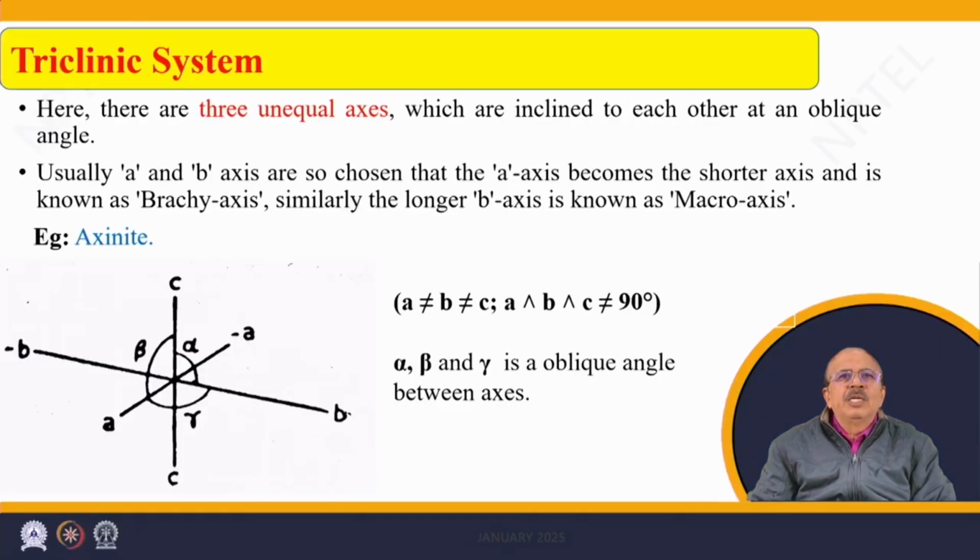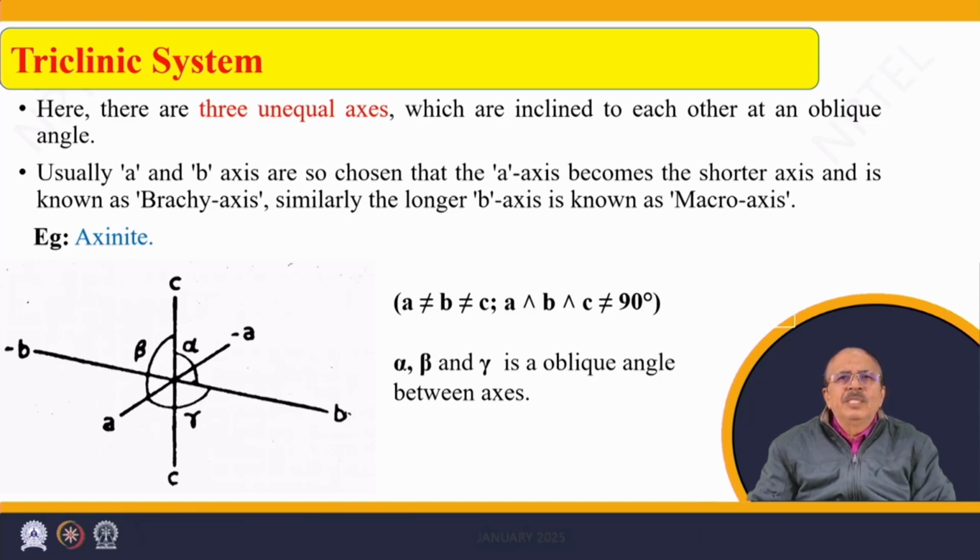The next system is the triclinic system. Here there are three unequal axes which are inclined to each other at an oblique angle. In this system, A and B axis are chosen. The A axis becomes the shorter and is known as brachyaxis, and the B axis is longer and is known as macroaxis. Here the good example of this system is the mineral axinite.